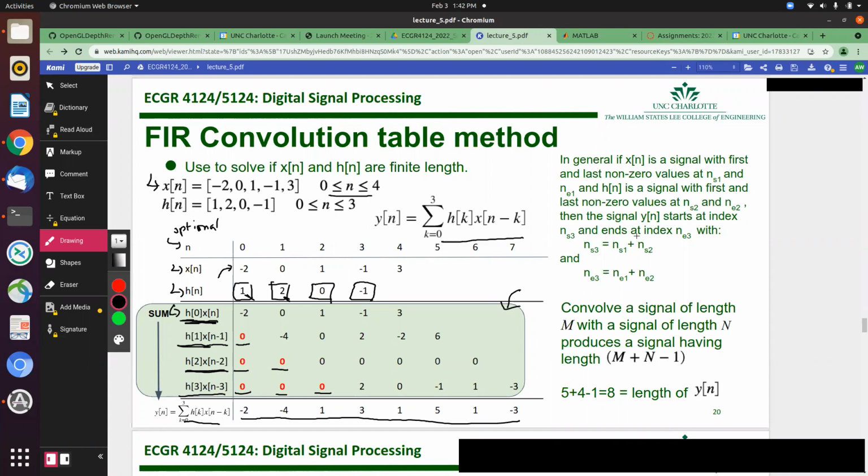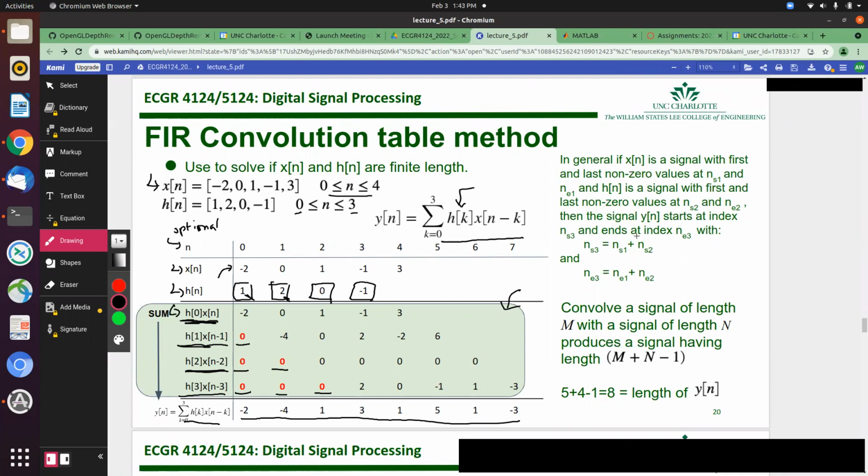Why is this sum not going from minus infinity to infinity? Because h, which is static in time, is only defined from 0 to 3. So for any k that is not between 0 and 3, the value of h of k is 0. And what that means is that all of those terms don't exist. They're all 0 valued. So the only terms that we need to calculate here are the terms for which k takes on the value 0, 1, 2, and 3, which is why this is the convolution sum.